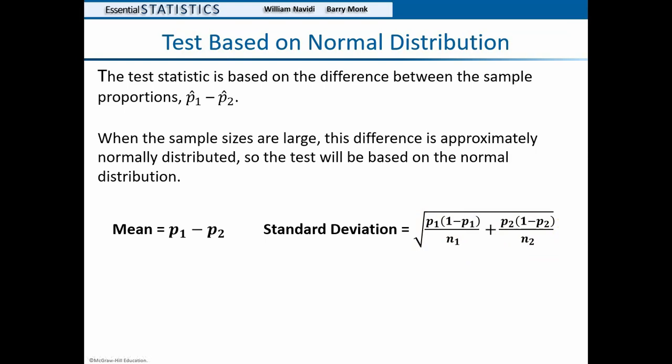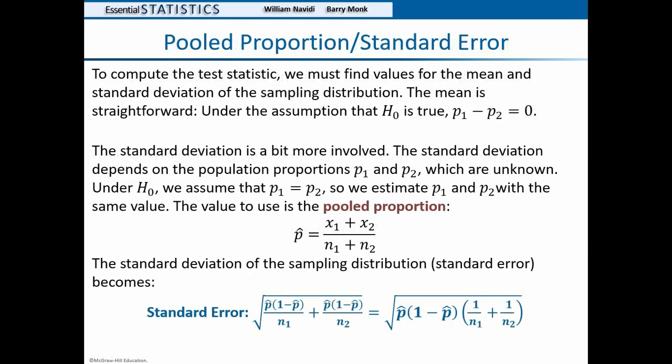We don't know what P1 and P2 are, and we probably wouldn't know what N1 and N2 are as well. But if we knew everything, that could be the mean and the standard deviation, and we could work from there. So since we don't know P1 and P2, we're going to use an estimate for hypothesis testing. This is only for hypothesis testing. We'll do it a little differently when we do confidence intervals.